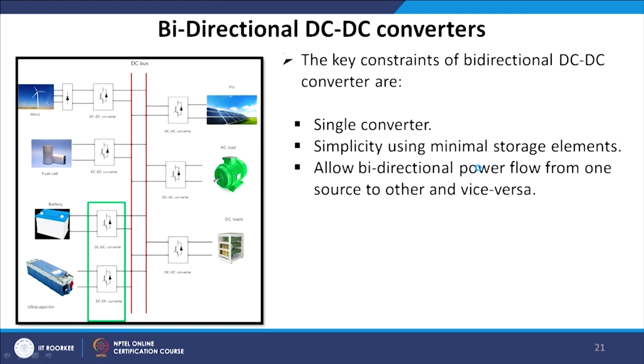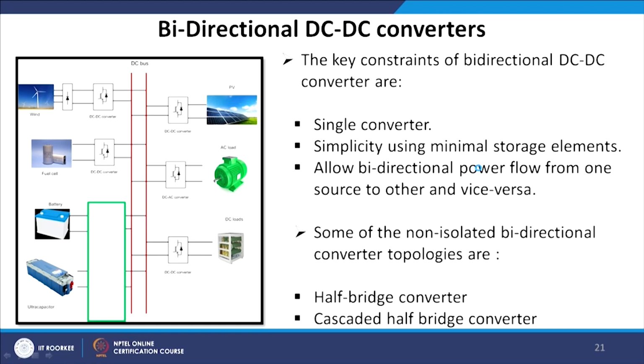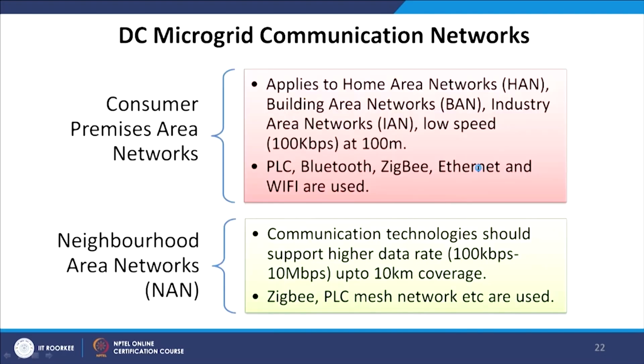Now, we will move to the bidirectional DC-DC converter, especially for batteries and ultra capacitor. We need to have a bidirectional DC-DC converter, and the key constraints of a bidirectional DC-DC converter are a single converter, simplicity using minimal storage elements, and allowing bidirectional power flow from one source to the other and vice versa. Some of the non-isolated bidirectional converter topologies are half bridge converter, cascaded half bridge converter, etc.